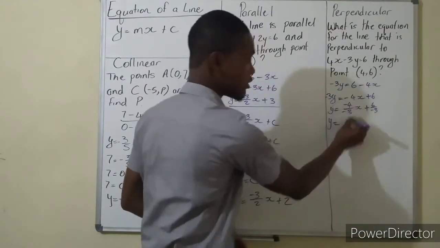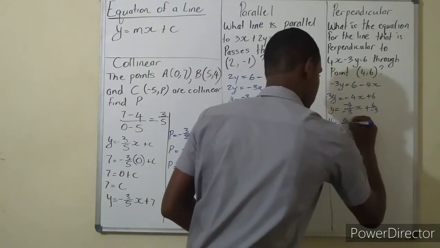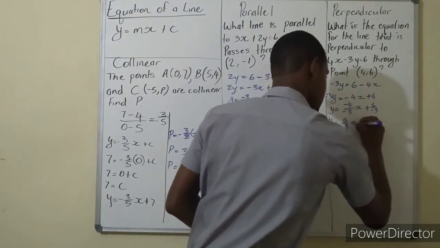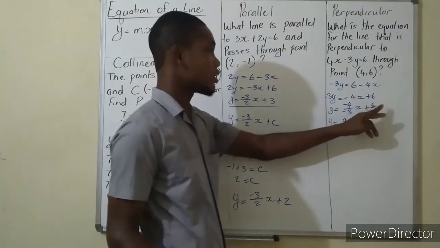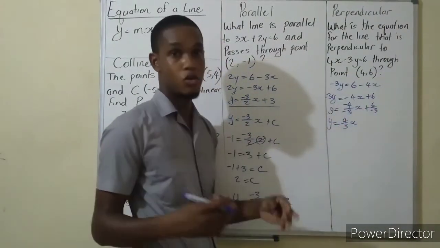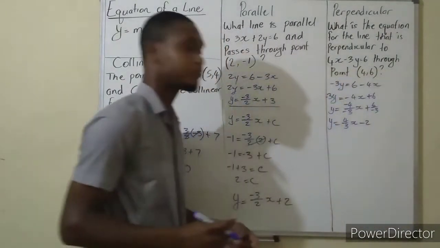When you have two negative signs dividing each other, it automatically becomes a positive. So it's 4 over 3 x. Now, when you have a positive being divided by a negative, so 6 divided by negative 3, that will give you negative 2. So minus 2.